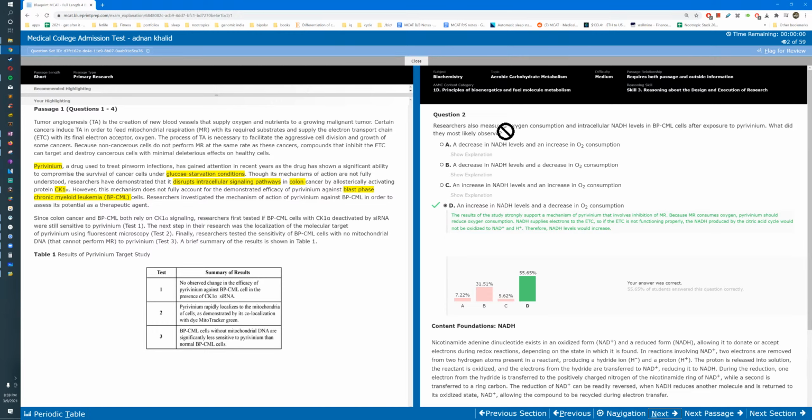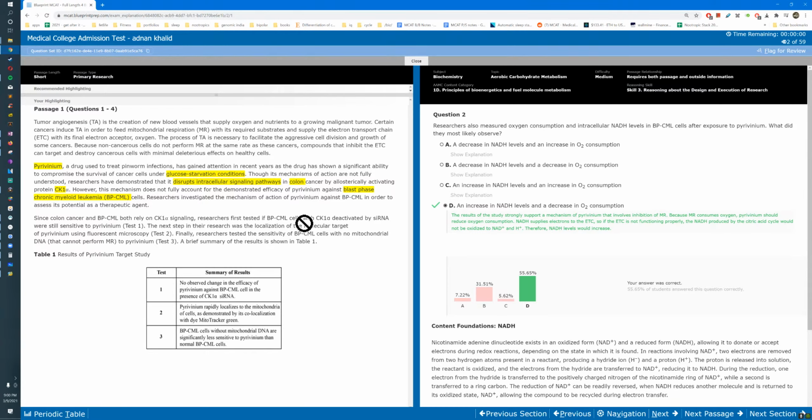Here, they measured oxygen consumption and intracellular NADH levels in these types of cells after exposure to this drug. So that's when I highlighted that. It seems to basically mess up cancer cells when there isn't glucose. The mechanisms aren't fully understood. We know for colon cancer, however, it activates this protein over here. But we're looking into these types of cells. So they're trying to see how it works for these types of cells.